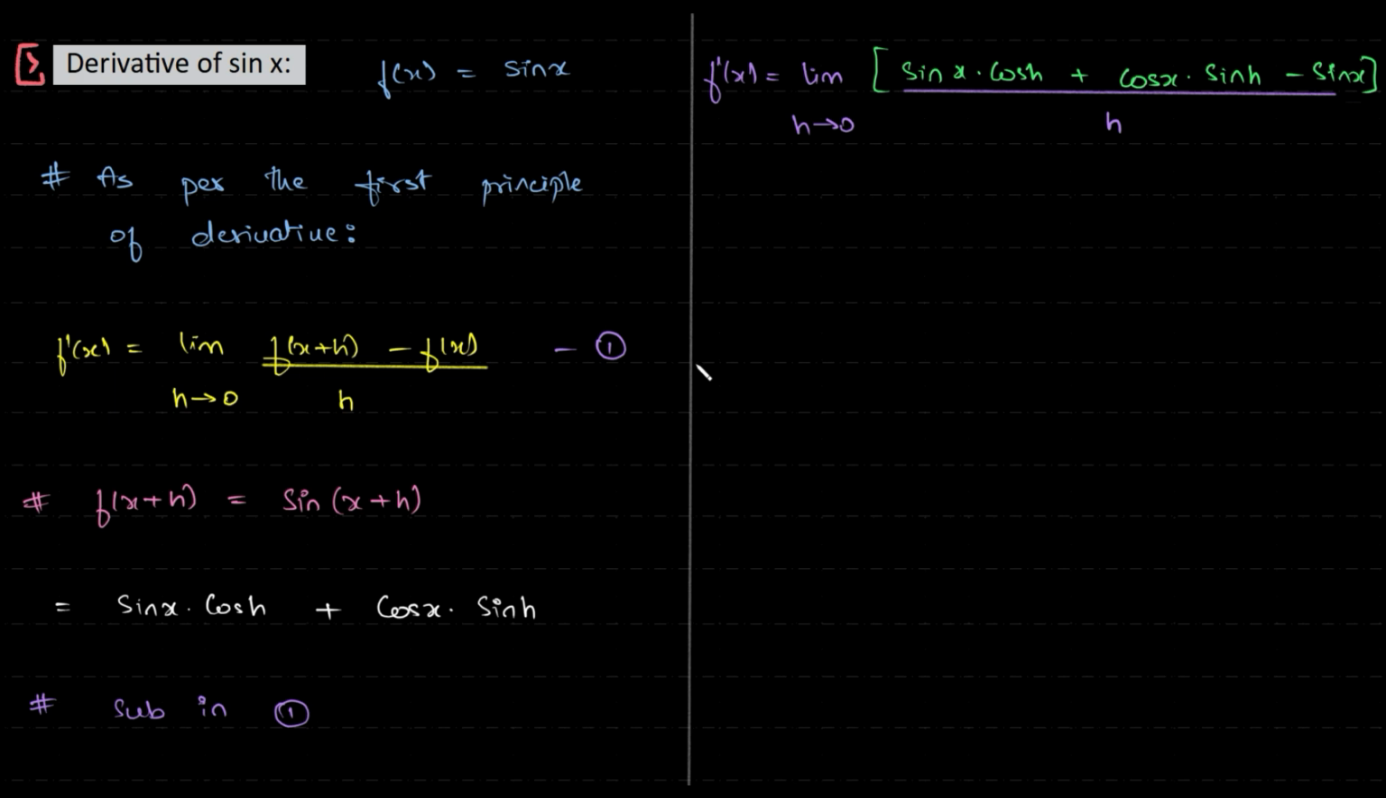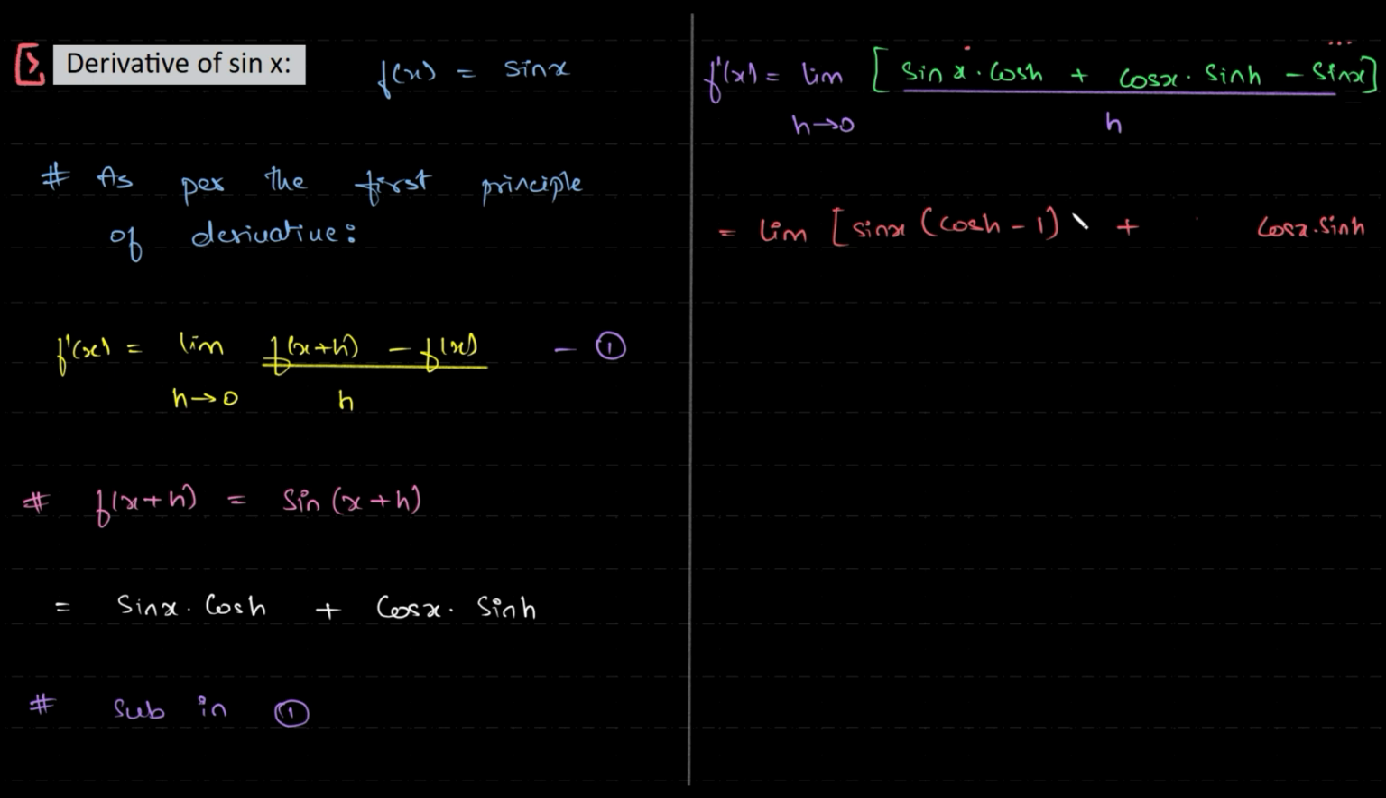Now, there's one thing that we need to do. First thing is we need to take common between the first and the last term. So what is common? Yes, sin is common. We have sin of x, that is common, and what is left out inside the brackets? Cos of h minus 1. Agree? And what is the other term? Cos of x into sin of h.